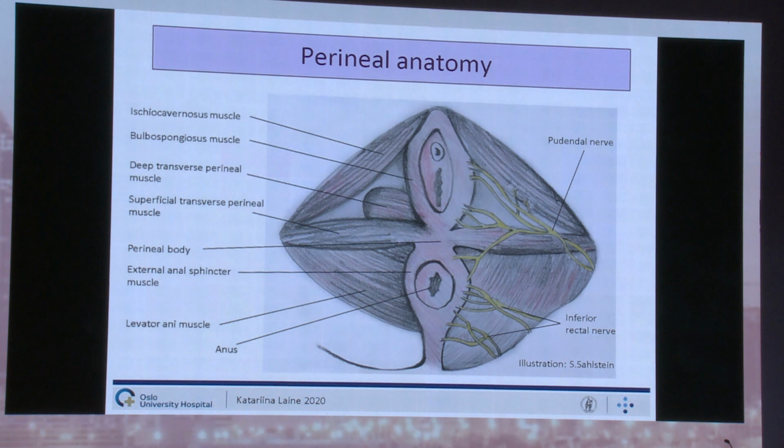So the evaluation. The diagnosis is important to do right after delivery, and to do the diagnosis you have to know the anatomy, of course. So these are the muscles that you have to recognize in the pelvic floor. And in the middle is the crucial point where we don't want to have the rupture, because there the 3 muscles meet in the perineal body, and it can be difficult to identify which is the external anal sphincter muscle and which is the bulbospongiosus muscle.